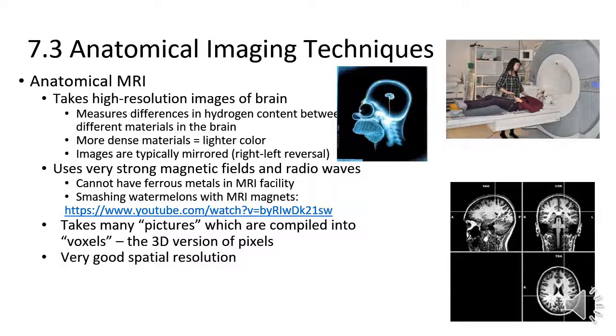So if you look at this image on the bottom right, you can see that the skull, for instance, is very bright white, and that's one of the more dense materials in this image. As well, it's important to know that often in research and also medically, images are mirrored, so there's a left-right reversal. When you think you're looking at the left, you're looking at the right. When you think you're looking at the right, you're looking at the left. So you see a little R and an L in these images, and that will tell you what side you're actually looking at.